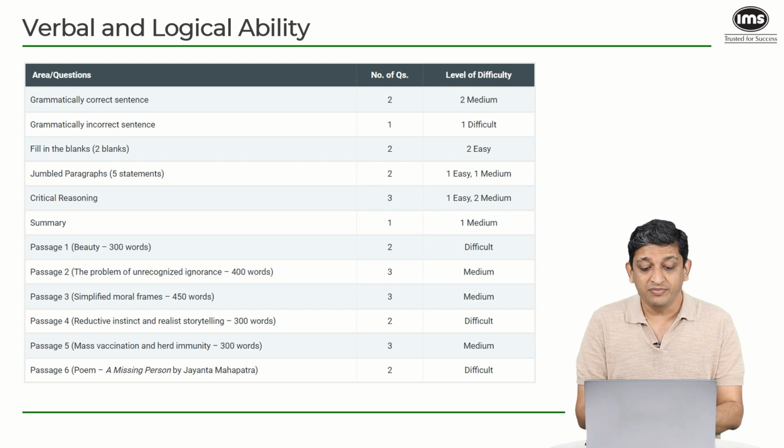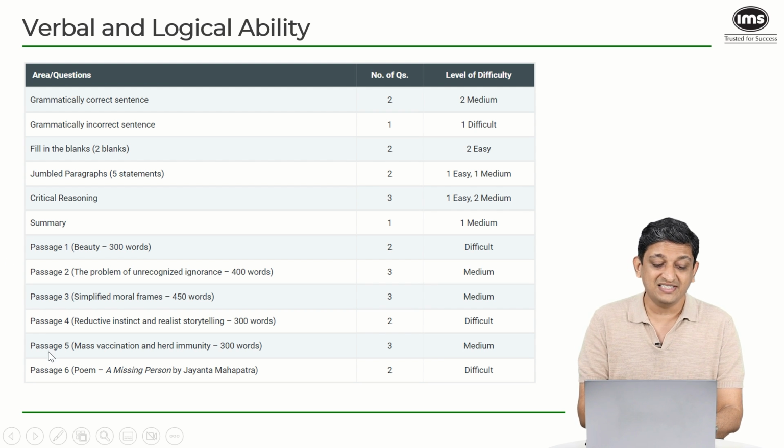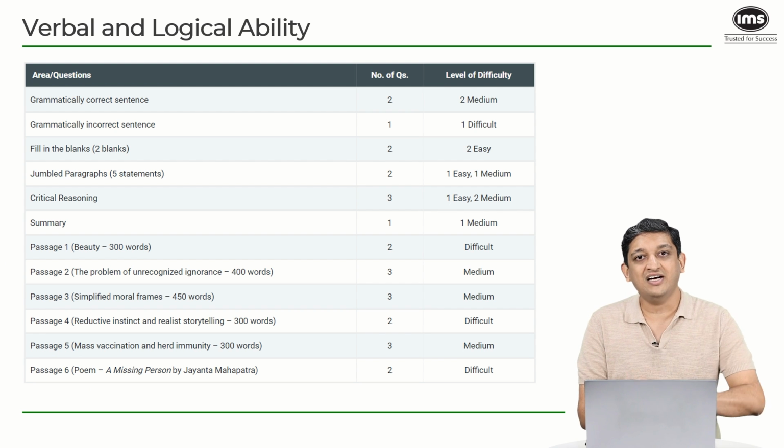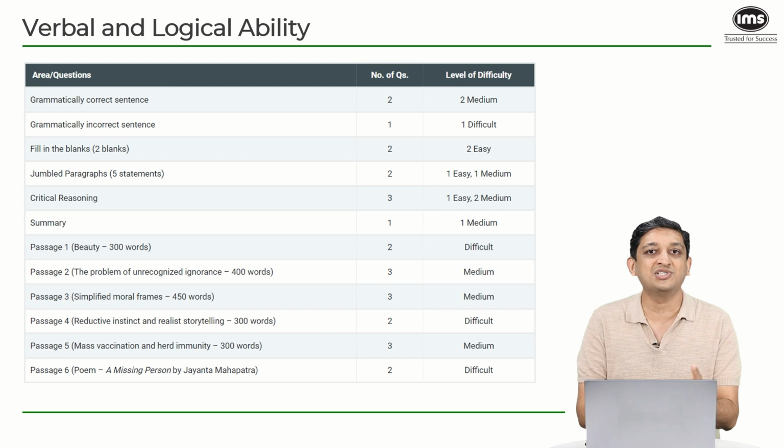In terms of the reading comprehension passages that we had, this year we had 3 passages that had 3 questions each and 3 passages that had 2 questions each, meaning that there was a grand total of 15 questions that was based on reading comprehension. And that basically completed the entire section, out of which you saw that the 6th passage that I have written here was a poem, A Missing Person by Jayanta Mahapatra, that was the source from where the poem was picked, and there were a couple of questions that were based on interpretations of that poem, right? And that's basically what the verbal and logical ability section looks like.